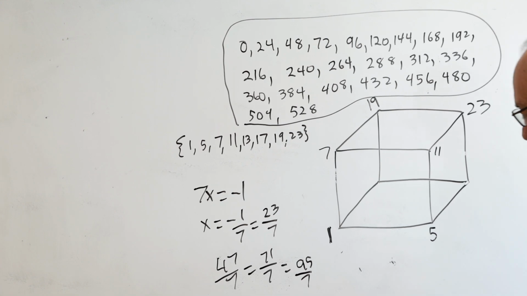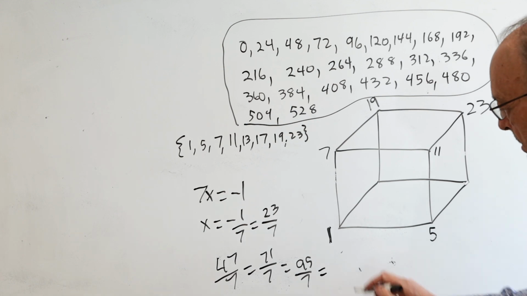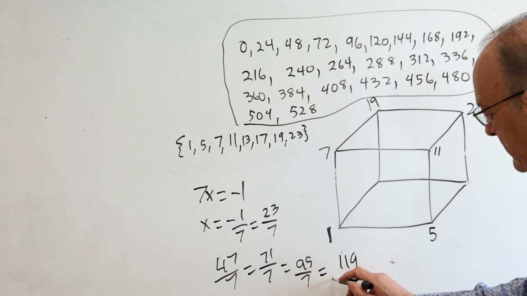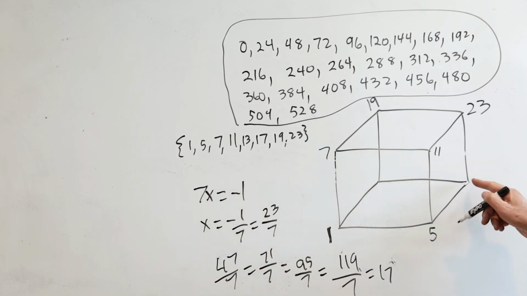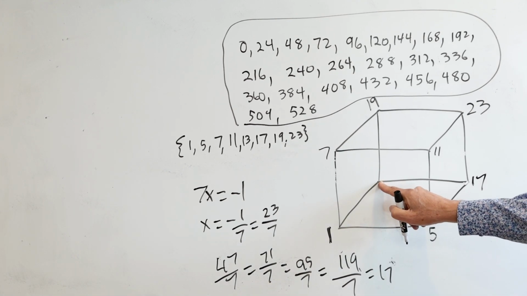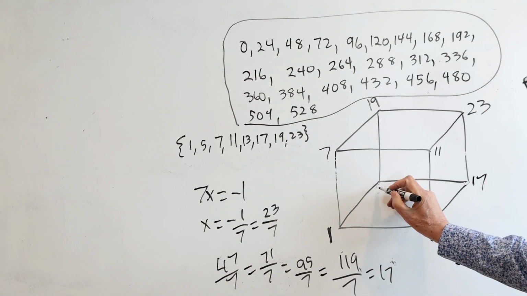And let's see, I don't think that goes in evenly. That's going to be 119 over 7. Okay, that goes in. So that goes in 17 times. So that means 17 is going to go opposite the 7. So that's 7, that's going to be 17. So I only have one more number. So the only number left is 13.